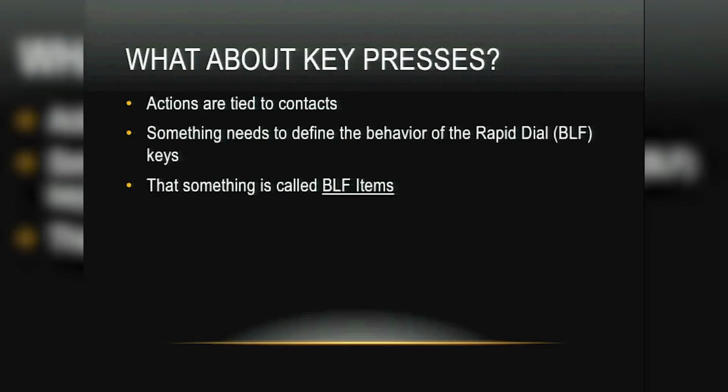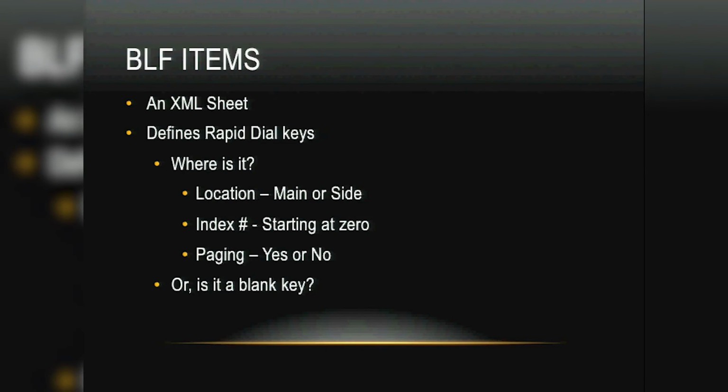What about key presses? Well, actions are tied to contacts, and something needs to define the behavior of those rapid dial keys, so that thing is called BLF items. What's BLF items? Well, it's an XML sheet that defines the rapid dial keys. So the first thing is it defines where it is. What's the location? Is it on the main screen? Is it on the side screen? What's the index number, starting from 0 going down? And does it have paging, yes or no? So is it the kind of thing that's going to stay on one page, or is it the kind of thing that's going to be on every page as you're scrolling through on a D70? Or maybe it's a blank key.